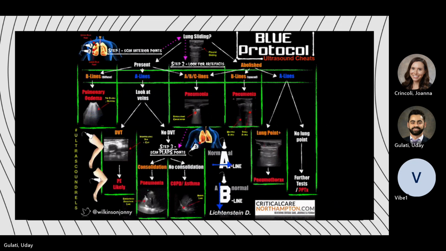If it looks completely normal, like this, then it's more likely COPD or asthma because it's a diagnosis of exclusion. And that's the only part of it that I don't like. And that's where maybe for some people, a stethoscope might still be handy. But if I'm seeing a completely normal lung exam and I'm hearing wheezing and I feel like the patient's tachypneic, and I don't see consolidations at the PLAPS points, I'm going to say it's COPD or asthma. Any questions about the BLUE protocol?